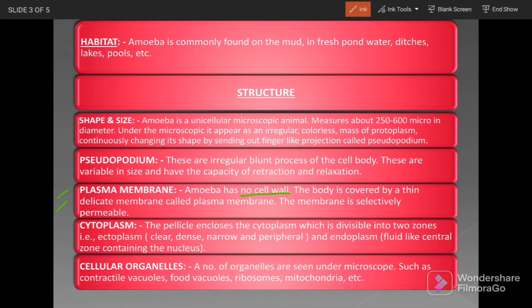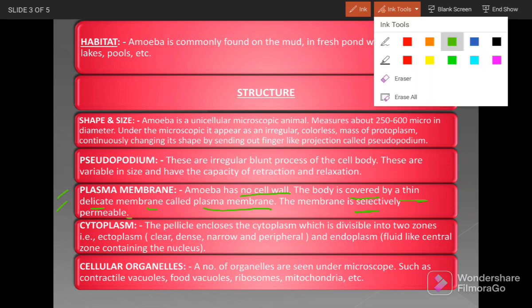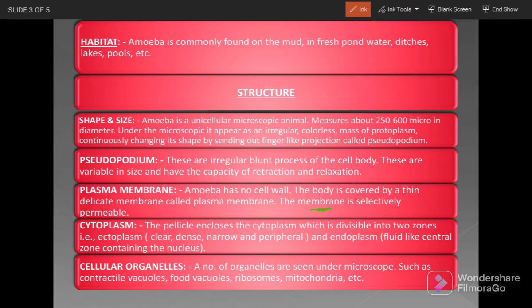As the cell wall is absent, what is present? The body is covered by a thin, delicate membrane called the plasma membrane. The membrane which covers the whole body of the amoeba is a thin, delicate membrane called plasma membrane. Now the membrane is a selective permeable membrane.